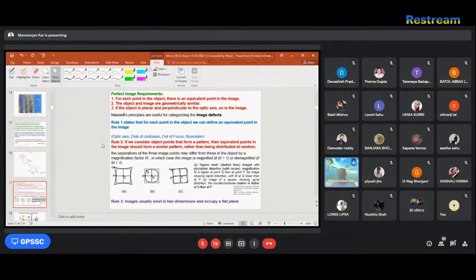and finally falls on the object with a magnifying picture. Now, for a perfect image to form, you require three conditions. For each point in the object, there is an equivalent point in the image. The object and the image are geometrically similar. If the object is planar and perpendicular to the optic axis, so is the image. We already know this from the basics of optical microscopy.